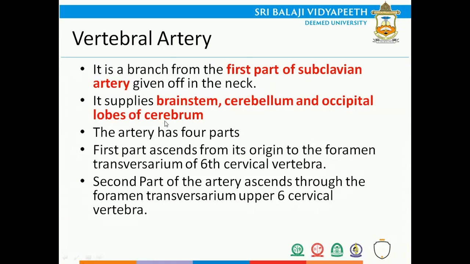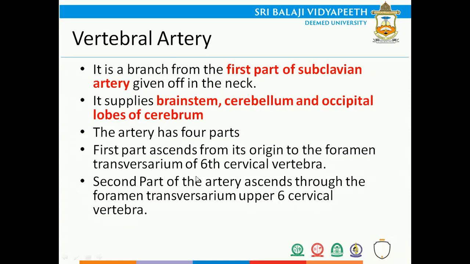So, what are the areas the vertebral artery supplies? It supplies the brainstem, the cerebellum, and the occipital lobes of the cerebrum. The artery has four parts mainly. The first part ascends from its origin to the foramen transversarium of the sixth cervical vertebra. So, from this first part of the subclavian until it reaches the foramen transversarium of the cervical neck region, that region is called the first part of the vertebral artery.